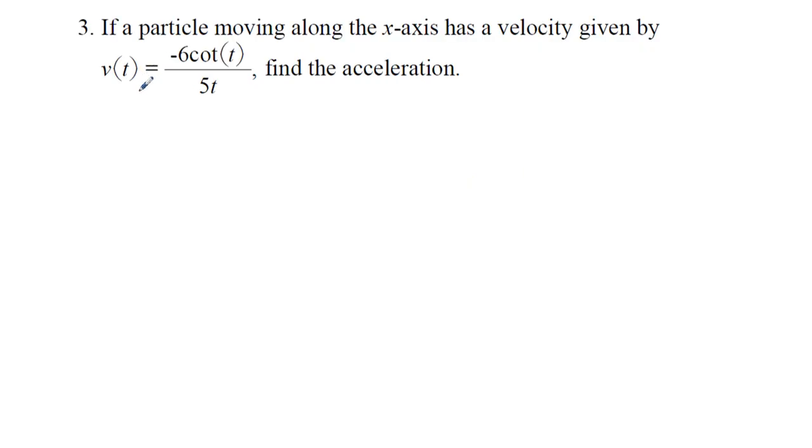3. If a particle moving along the x-axis has a velocity given by v of t equals -6 cotangent t over 5t, find the acceleration. Well, our acceleration, a of t, is going to be equal to v prime of t. Okay, so let's go ahead and apply this here. So we're going to find the first derivative. I'm going to put now v prime of t equals a of t. And let's go figure out what that is.